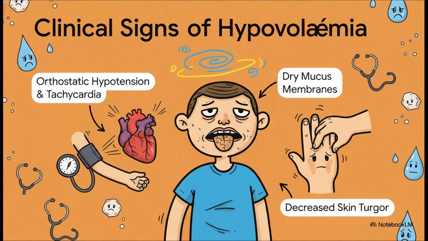Okay, so how do you spot this in a patient at the bedside? There are some classic signs. You look for orthostatic hypotension. That's when their blood pressure tanks by more than 10 to 20 points when they go from lying down to standing up. At the same time, you'll see orthostatic tachycardia, where their heart rate jumps up by more than 15 to 20 beats a minute, trying to compensate. These aren't just numbers. They're huge clues to your patient's volume status. And of course, you'll see the classic signs like dry mucous membranes and decreased skin turgor, that thing where you pinch the skin and it doesn't snap right back.